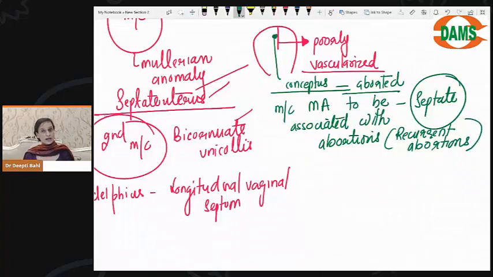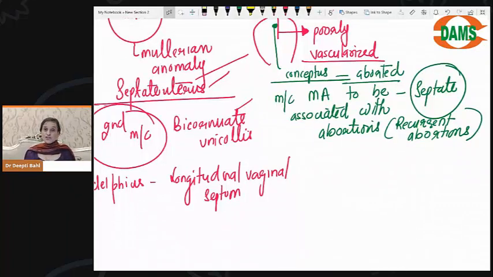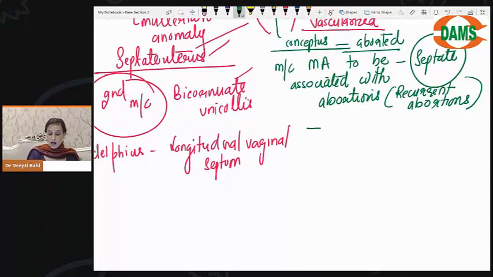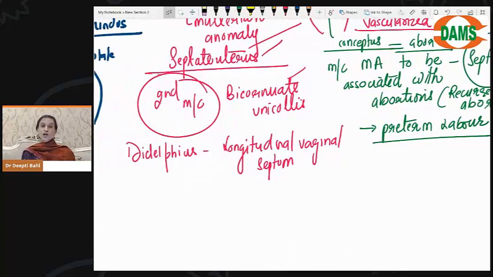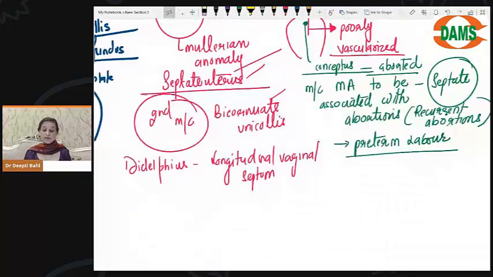Now, generally, the other problems that these Mullerian anomalies can cause are preterm labor. So apart from abortions, they can also cause preterm labor. Now your doubt will be, ma'am, can bicornuate cause abortions? Yes, even a bicornuate uterus can cause abortions. But the one most commonly associated with abortions will be septate.